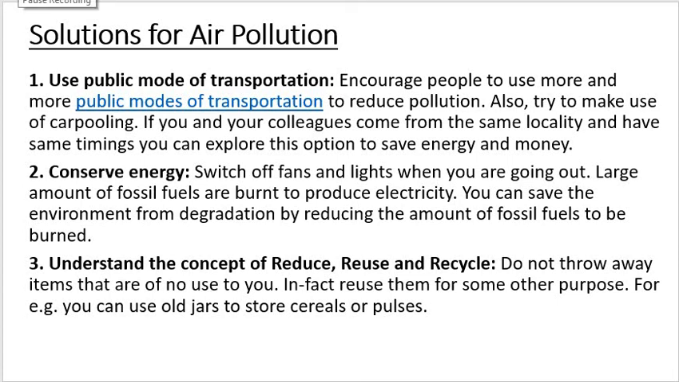The next is to understand the concept of reduce, reuse, and recycle, the 3R. Do not throw away items that are not used by you. In fact, reuse them for some other purpose. For example, you can use old jars to store cereals or pulses.